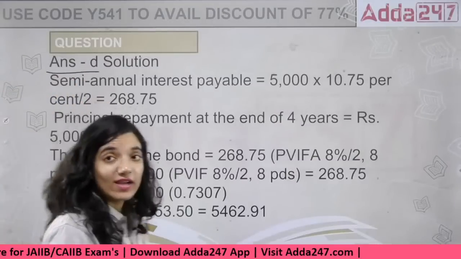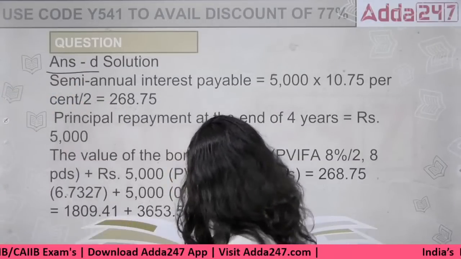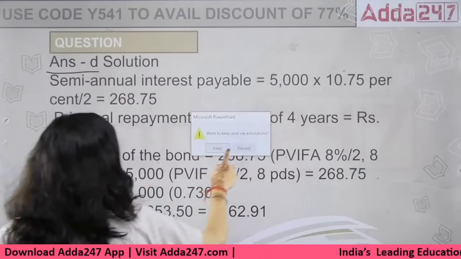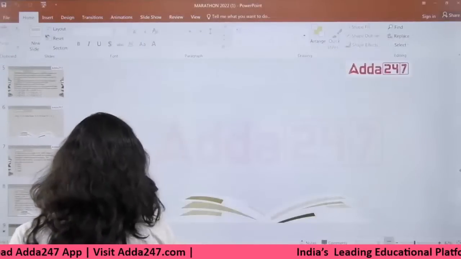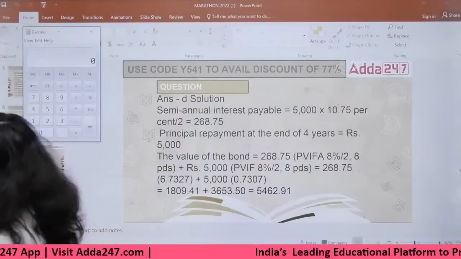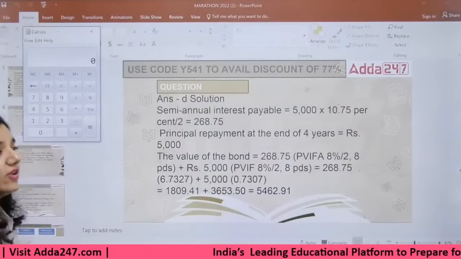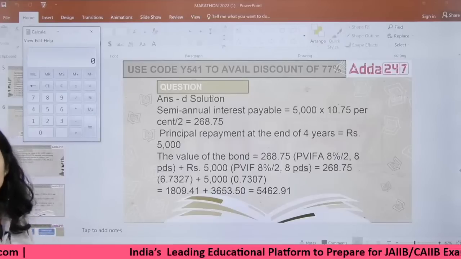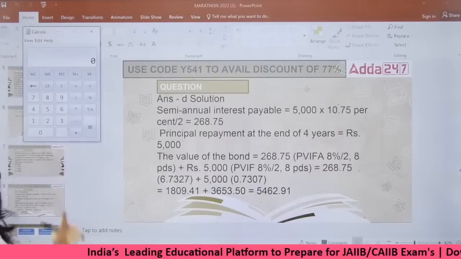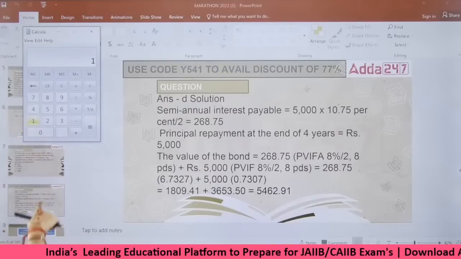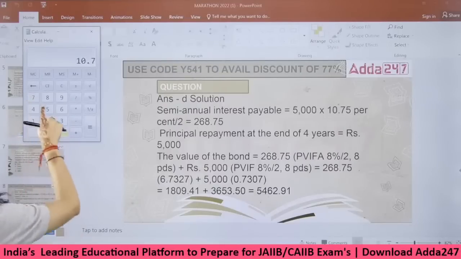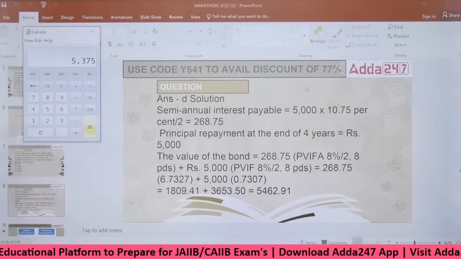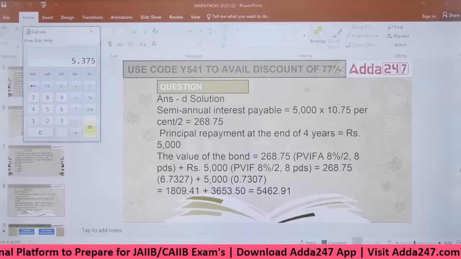How do we calculate that particular thing? We can also try that on the calculator. So let's open up the calculator and do it here. You have a similar feature in your calculators, whatever calculator you are using. So you can check it out on this area. First of all, we have 10.75. Now 10.75 is for the entire year. So divided by 2, that gives us 5.375, which is going to be the interest rate.